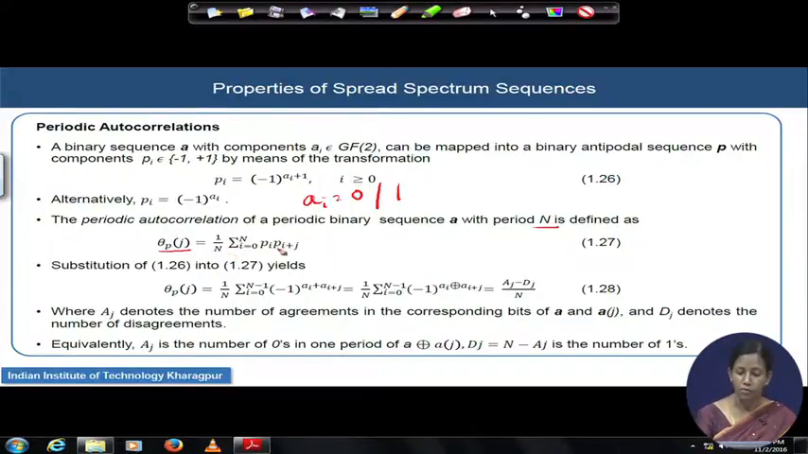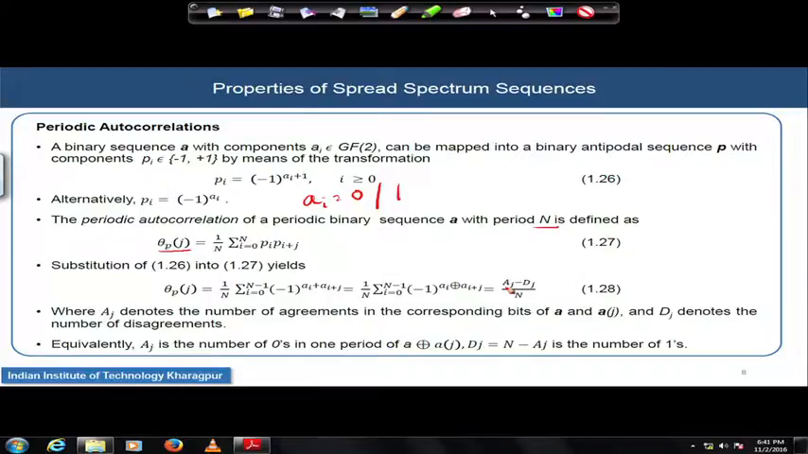And if I now substitute the values of Pi and Pi plus j from here, I will end up with -1 to the power ai for Pi, into -1 to the power ai plus j for Pi plus j, and hence this is the final expression we end up with. Basically, over Galois field 2 there is no simple addition; all are modulo 2 operations, or XOR operations, and this whole expression, after the summation, can be simplified in the form of Aj minus Dj.